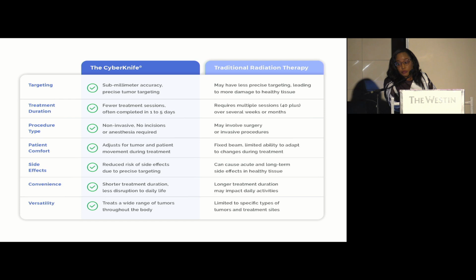So the main differences is mainly the targeting. It's sub-millimeter accuracy, treatment duration, 5 treatments. Procedure type, we don't have any invasive procedure that we do, but we do give them pre-meds, mainly steroids for SRS. Patient comfort, patient can move, but we do give them a 5-point mask. Side effects, they are minimal. Convenience is that there is a shorter duration time, and versatility is that we can also do SBRT.